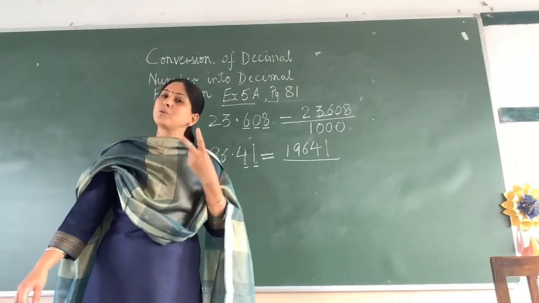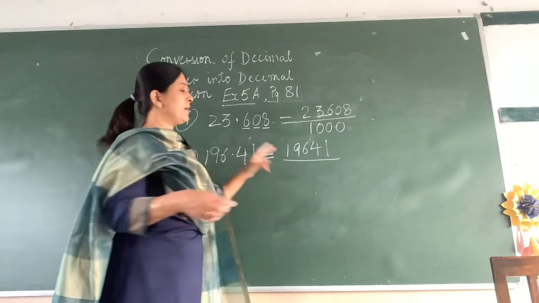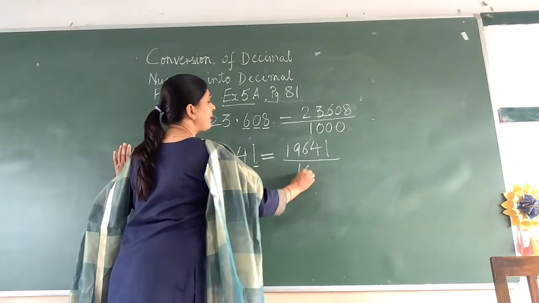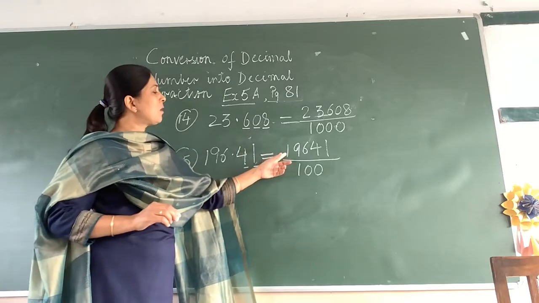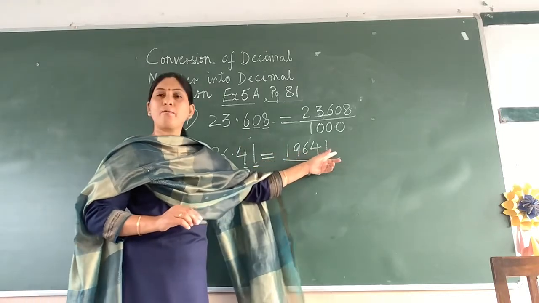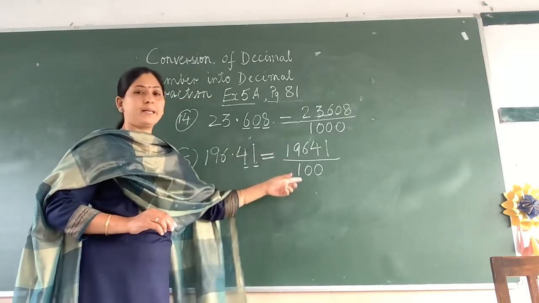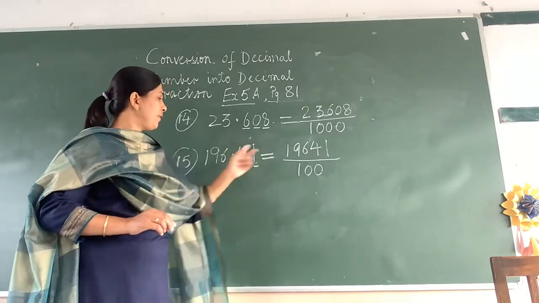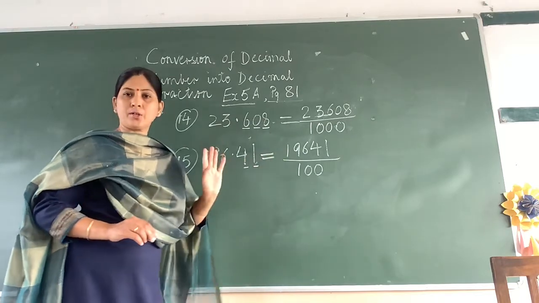It means it has 2 decimal places. So, what will our denominator be? Our denominator will be 100. So, what is our answer? 19,641 over 100 is the decimal fraction. We write 196.41 like this in fraction form.